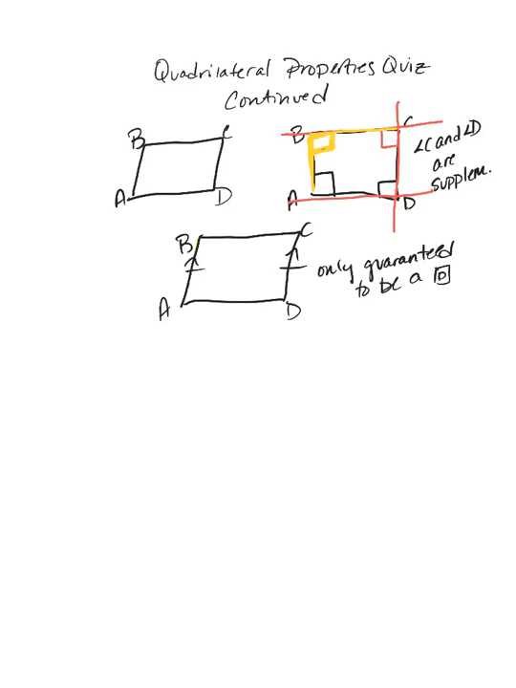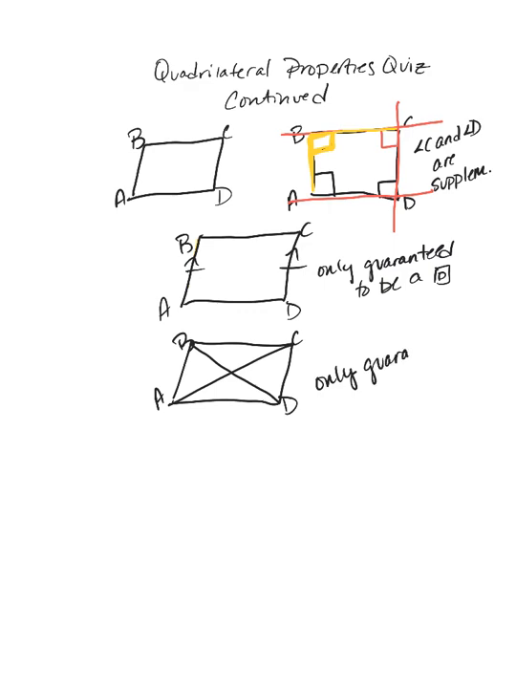Choice 3, the diagonals bisect one another. That's the same thing. That doesn't make it any more special than it already is as a parallelogram. When the diagonals bisect one another, you can only guarantee that it's a parallelogram. It may be more, but we're looking for guarantees here. Only guaranteed to be a parallelogram.